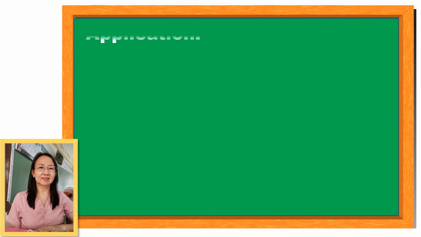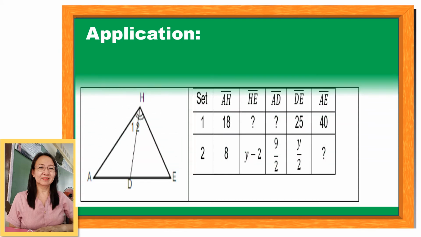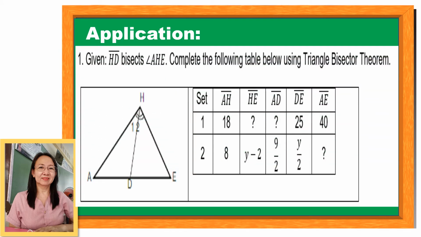Now let us have more application by solving our set 2. So in the figure, the length of AH is 8 units, while HE is y minus 2. Then AD is 9 halves, DE is y over 2, and AE is also unknown. So let us solve this.